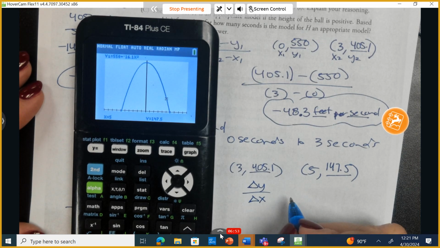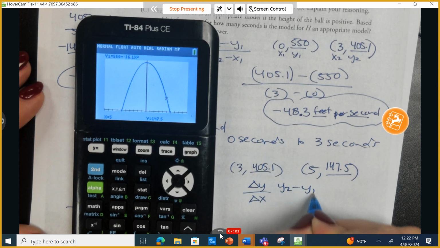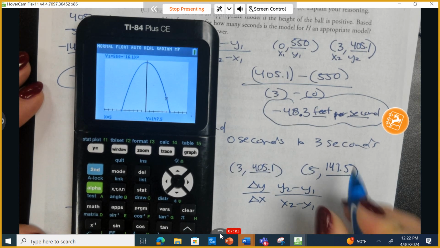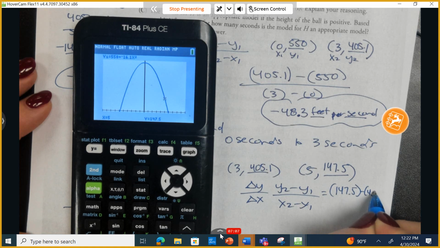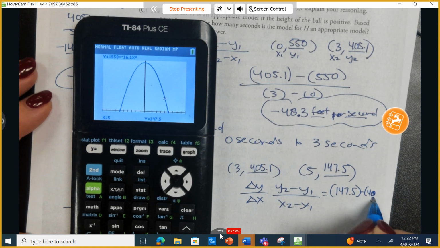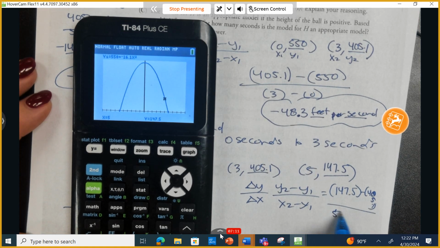Now if it says we need to show our calculations, how do we do that? Anyone? How do you find the average rate of change? y2 minus y1 over x2 minus x1. So I would be safe personally. I would show my work and then I'm going to use the calculator to do the hard stuff. 147.5 minus 405.1 over 5 minus 3.